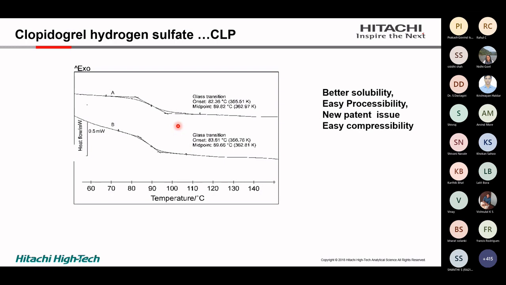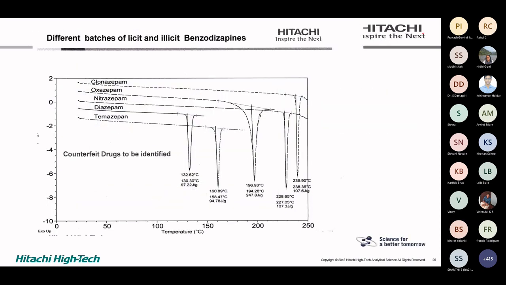As far as the pharmaceutical industry is concerned, this is the API you can see over here. Amorphous phase is very, very important in the pharmaceutical environment because it is directly related with solubility and with processability. If there are any patenting issues, you can address the patent issue. And as far as the compressibility of the tablet is concerned, the amorphous phase present is also very, very critical.